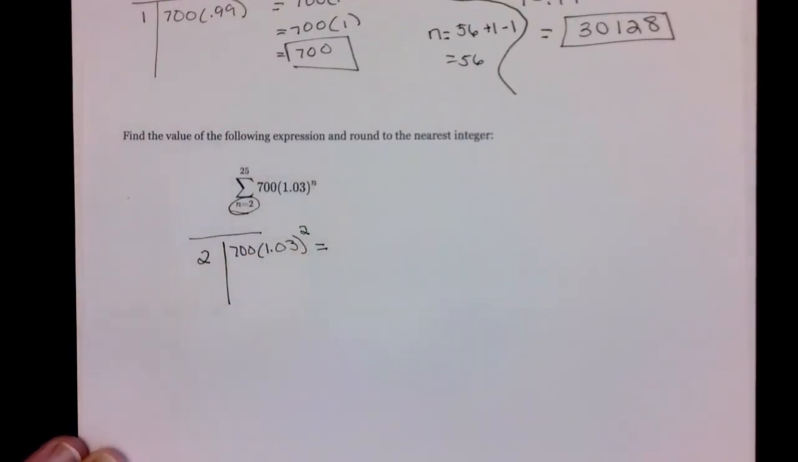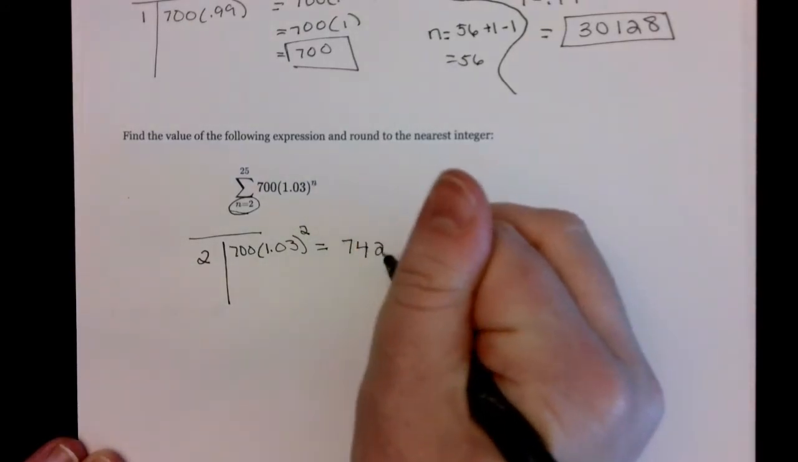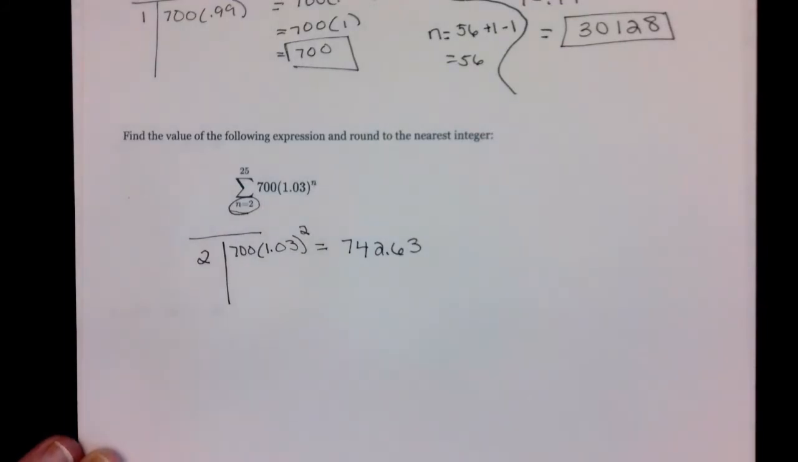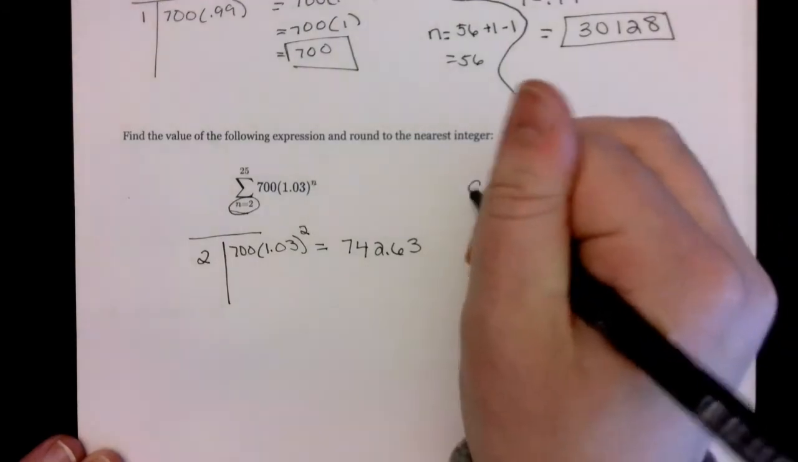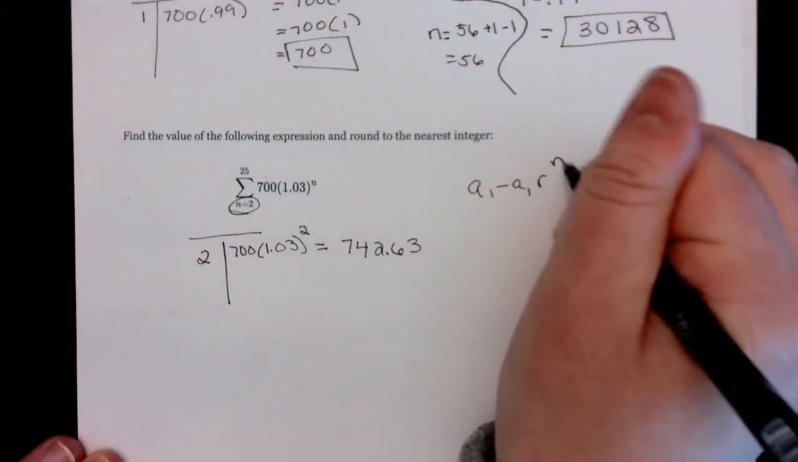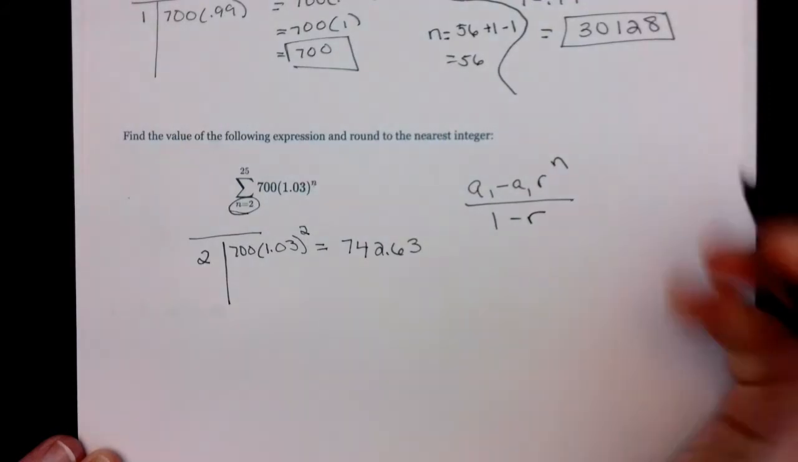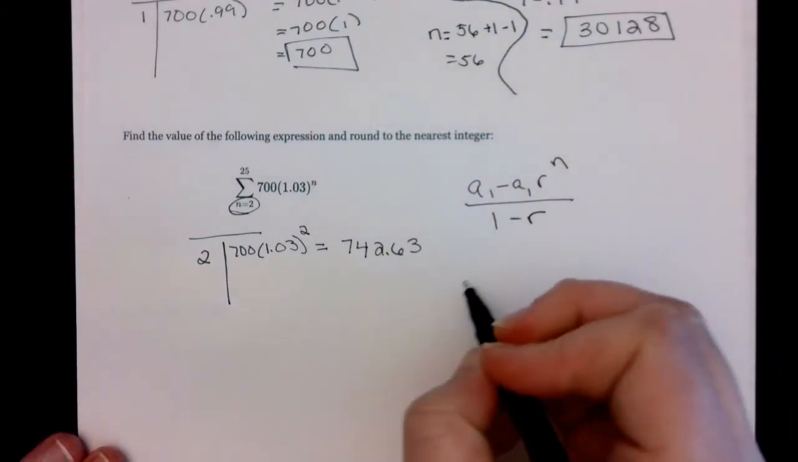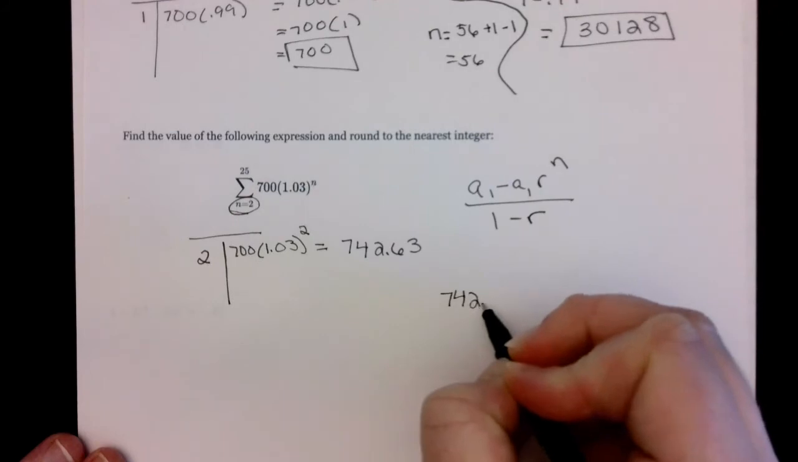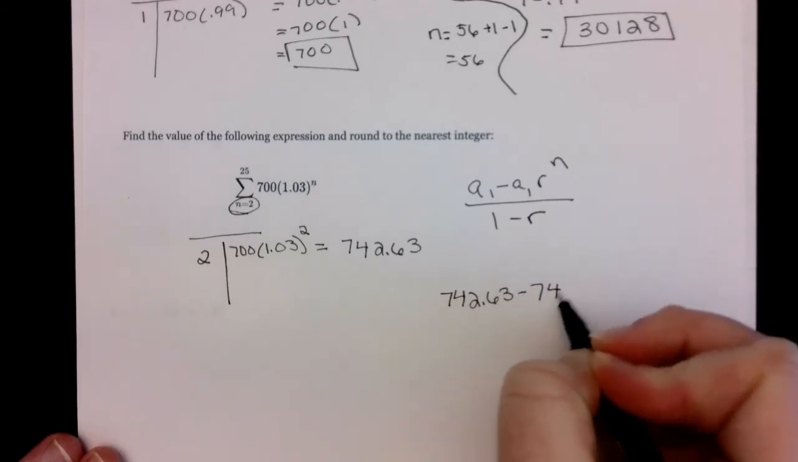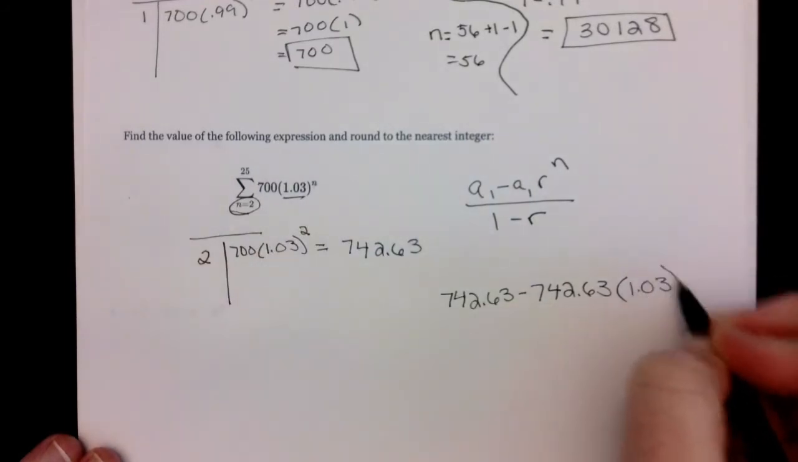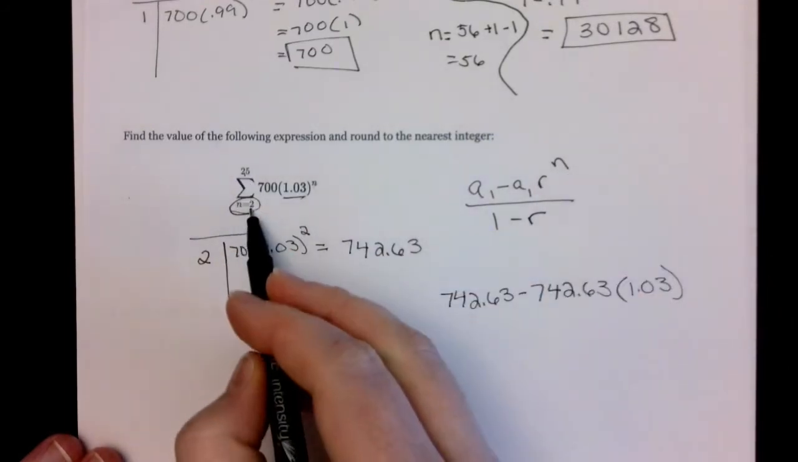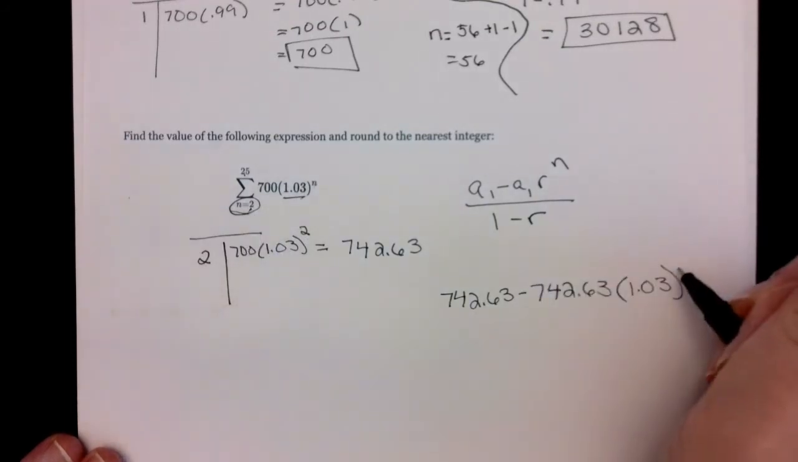When I plug that all into the calculator, I get 742.63. So now this is my first term. I'm going to use this formula again to figure out the sum of all those terms. My first term minus my first term times my rate to the n, so 25 plus 2 is 27, minus 1 is 26.